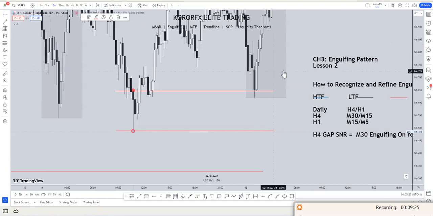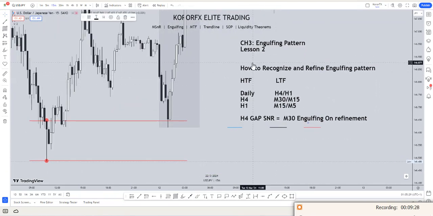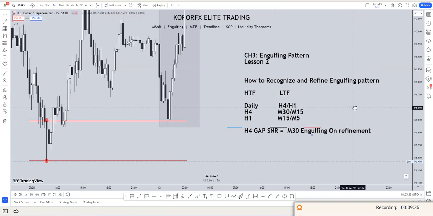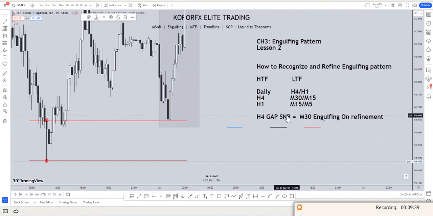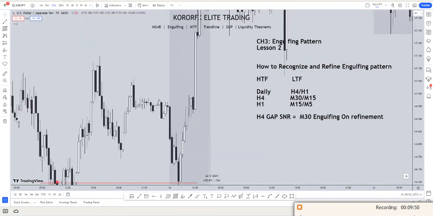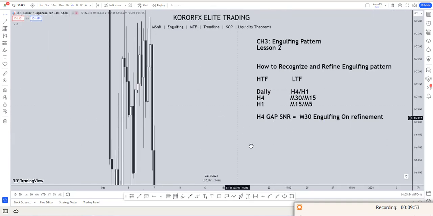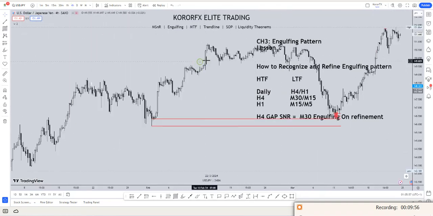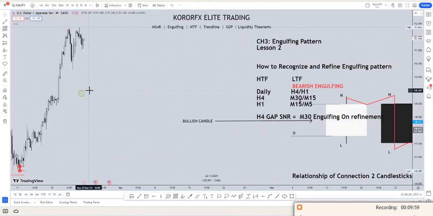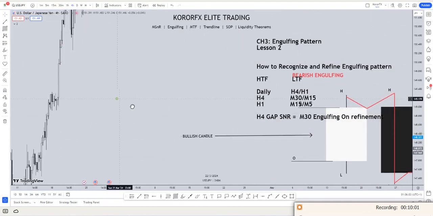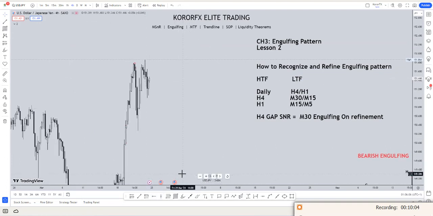So the other refinement is like the H4 gap SNR, which will become 30 minutes engulfing on refinement. So you should know SNR types because we have explained more about the SNR in chapter 2. So watch the video and find out what the gap SNR is. So we go to H4 and find any H4 gap SNR, and then whenever we go to 30 minutes, we will see the gap SNR.